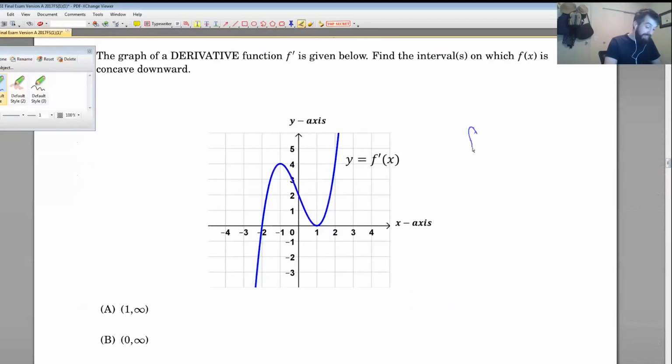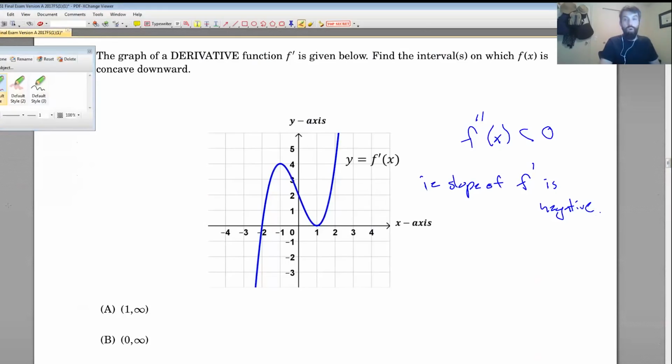Concave down means the second derivative of x is less than 0. That's what it means. In other words, because I have given you the first derivative, the second derivative is the derivative of the first derivative. So the slope of f prime is negative. So what I have to do on this little chart is figure out where it is sloping down. And it's sloping down right there. That's where the derivative is sloping down, aka the second derivative is negative, aka the function is concave down.